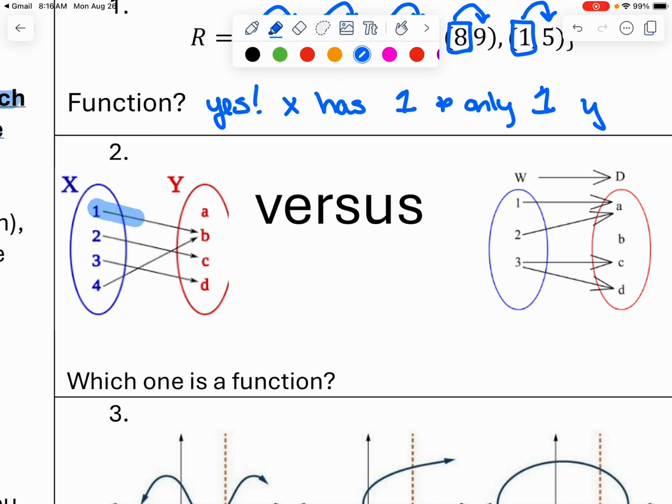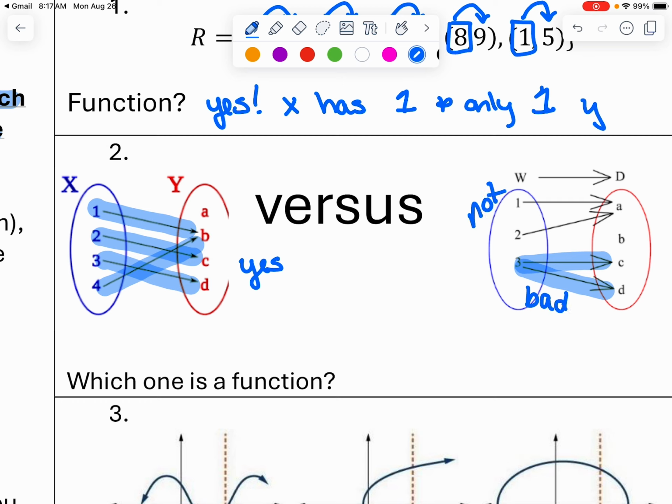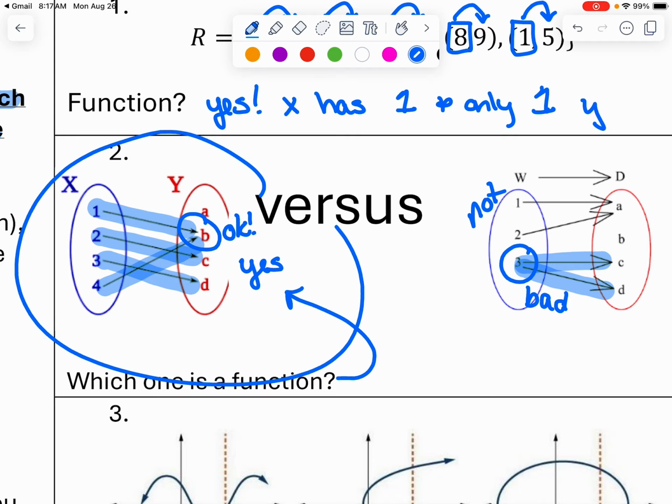You see how this domain only points once, this only points once, this only points once, this only points once. This one is a function. But can you see how this one down here, see this 3, how it points twice? That's bad. Okay, this one is not a function. So it says which one is a function? This one over here. It's okay if this letter B, if that output has a double, that's okay. But an input cannot have a double. Output having a double is okay. Input having a double is bad. So the first one is a function.